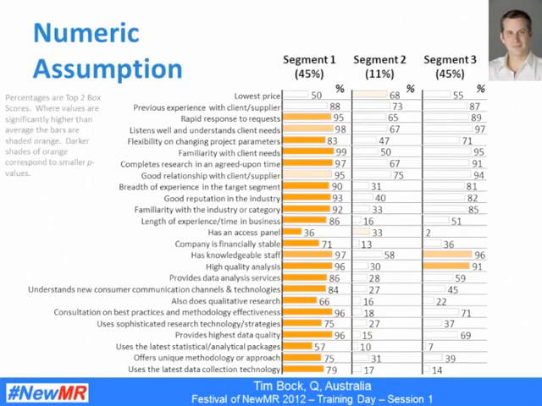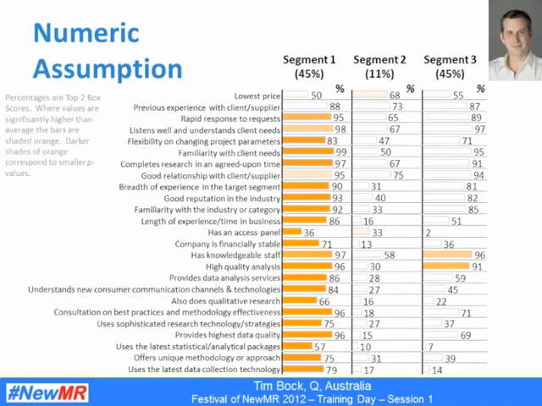In this output, it's been computed using the numeric assumption, which is to say that a difference between, say, a 5 and a 1 is considered to be 4 times as big as a difference between a 5 and a 4. On this chart, I'm showing top 2 box scores. I've shaded anything orange where the segment's got a score that is above the average for the total sample. And the intensity of the orange reflects the level of significance. So a really dark orange means a really small p-value, and a paler orange means it's closer to being marginally significant.